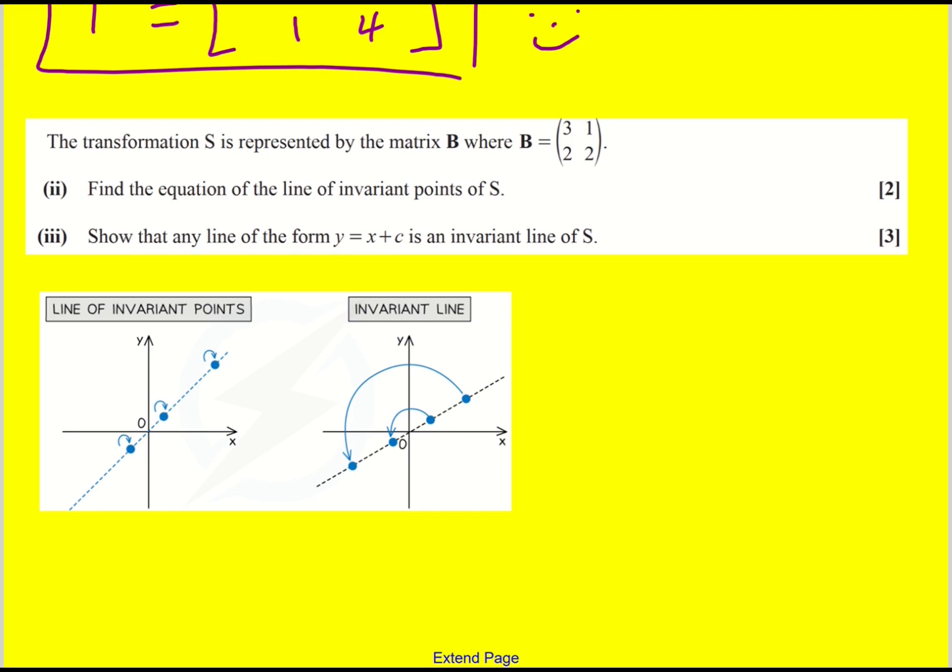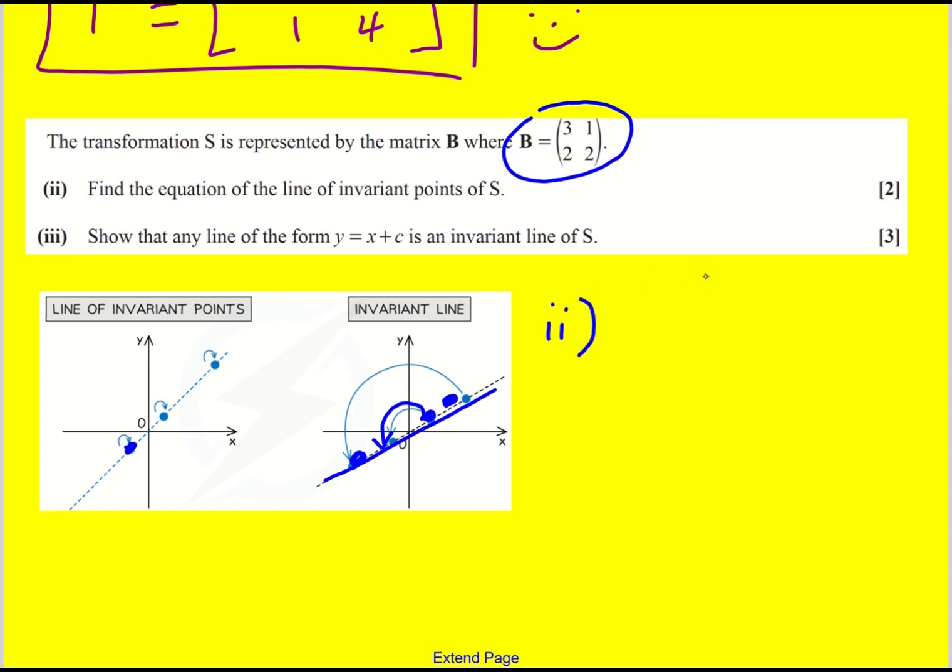A line of invariant points means we've got a line, and as we take any point on the line and apply the transformation from B, we'll get back to the actual point, the same point itself. Whereas with an invariant line, you've got a point, and you can do a transformation, and it's going to move somewhere else along the line. It's still along the line, they're all just moving around. Might be that they all switch signs, for example going from up here to down here, negative.